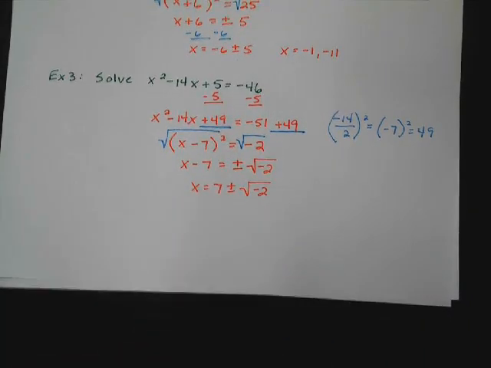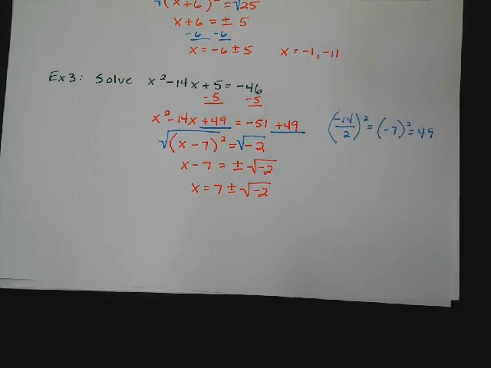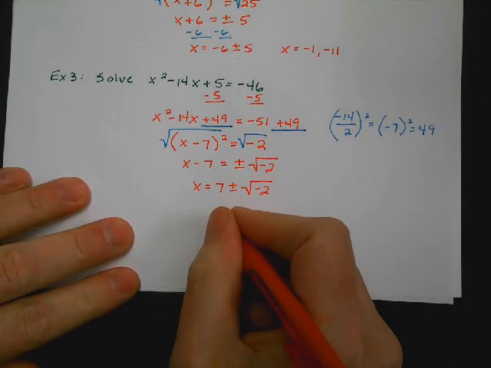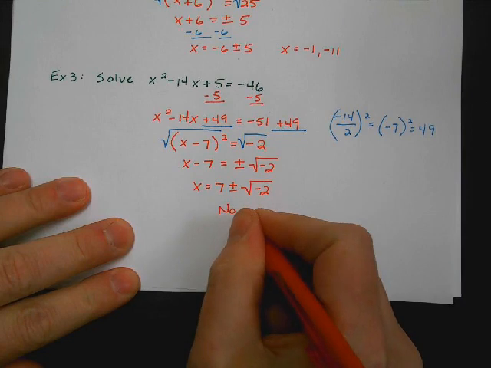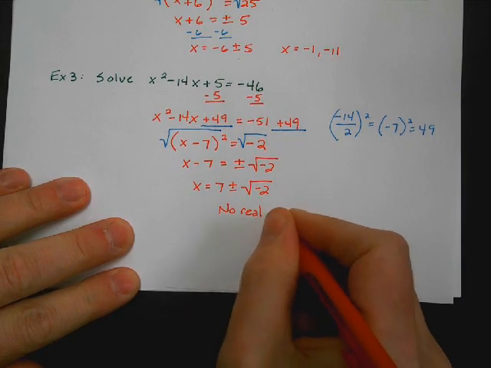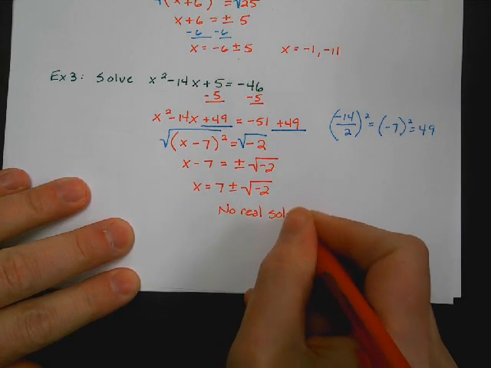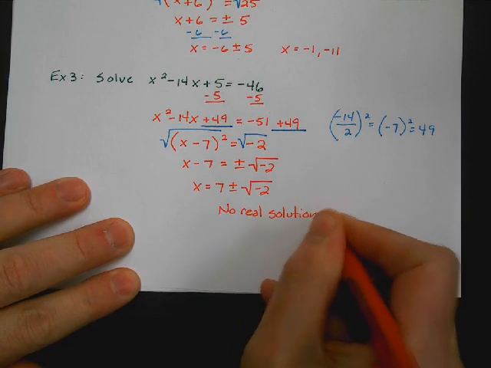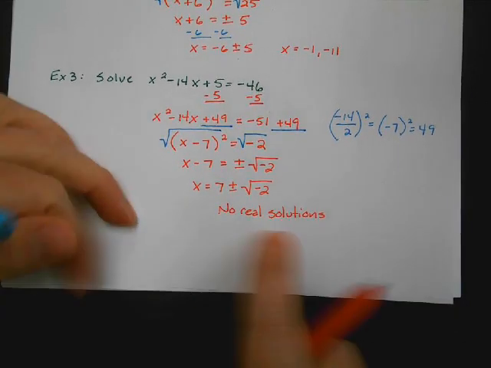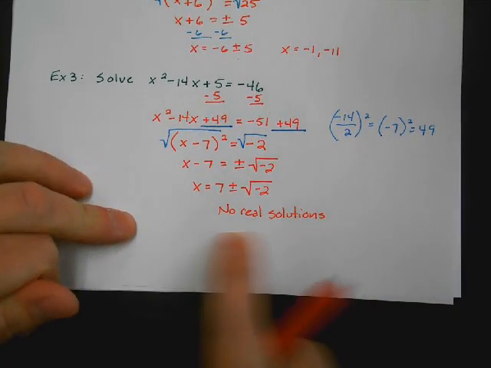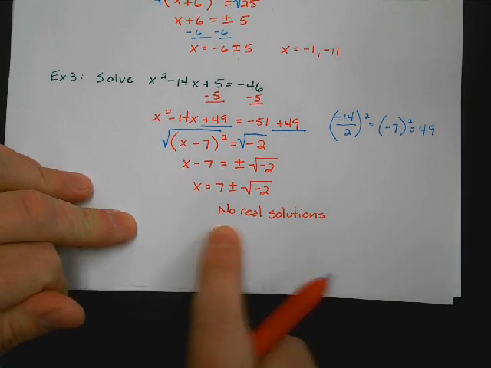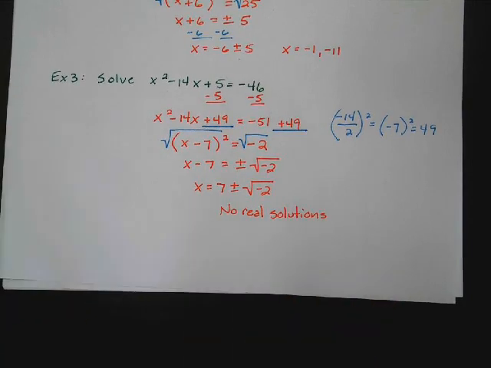The square root of negative 2 does not exist. You cannot have negative square roots. So we would say for this problem, at least for this section, is there are no real solutions. Or we might also say there's no real roots, or there's no x-intercepts, or there's no real zeros of this equation. So all 4 different ways to say the same thing.